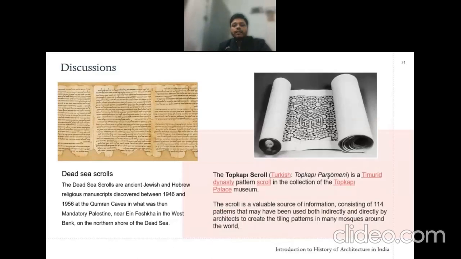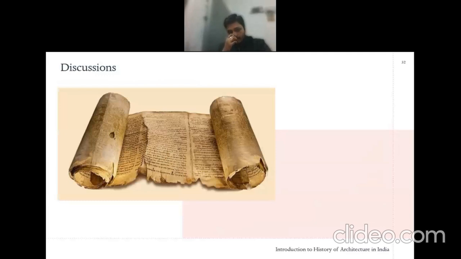So again, this was Topkapi scrolls. It was found in the Timurid dynasty, pattern scrolls in the collection of the Topkapi Palace Museum. So that's why it is known as Topkapi scrolls. These scrolls are a valuable source of information, consisting of 114 patterns that may have been used both indirectly and directly by the architects to create the tiling pattern in many mosques around the world. Okay, so this is again the other type of scroll.